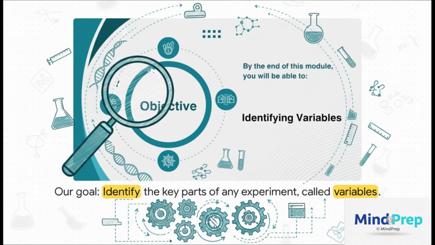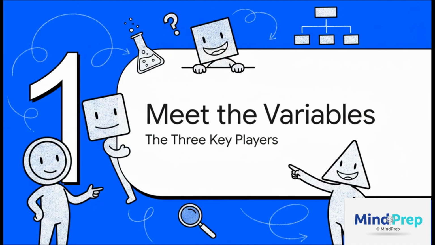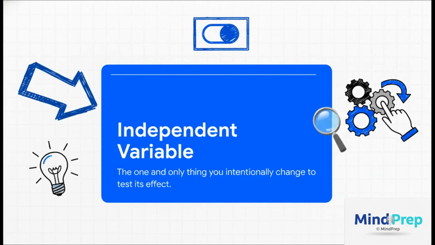It's actually pretty simple. We're gonna crack the code of pretty much any experiment by learning how to spot its most important parts. And scientists have a name for these parts. They call them variables. I want you to think of any experiment like a play. And in this play, there are three main characters. Once you know who they are and you know what their jobs are, you can follow the plot of any scientific story out there.